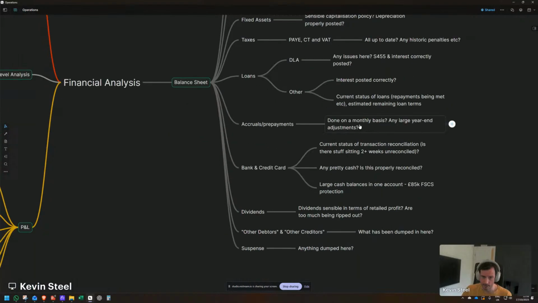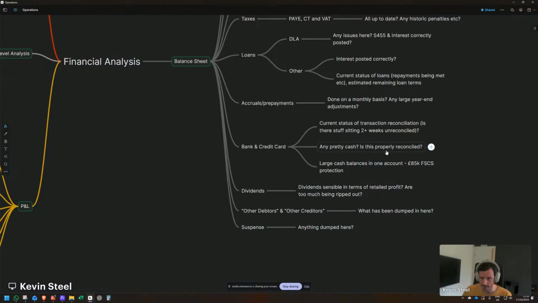Accruals and prepayments, are these actually done on a monthly basis, or are they just all done via one massive year-end adjustment? Have a look at bank and credit cards. Are these reconciled, petty cash, etc.? Is there a large cash balance in one account? 85K, I believe, is the Financial Services Compensation Scheme limit for protection.